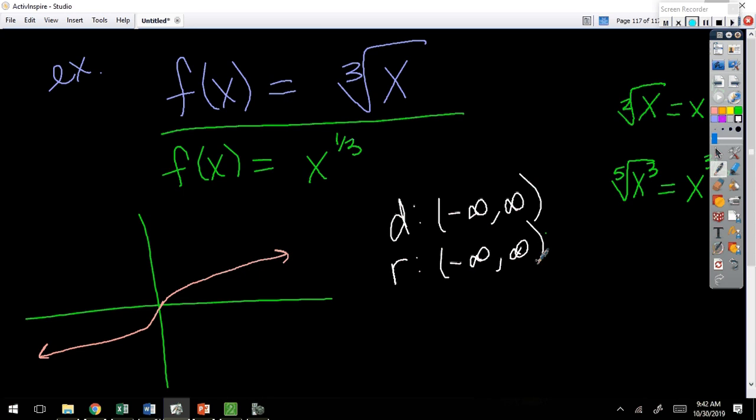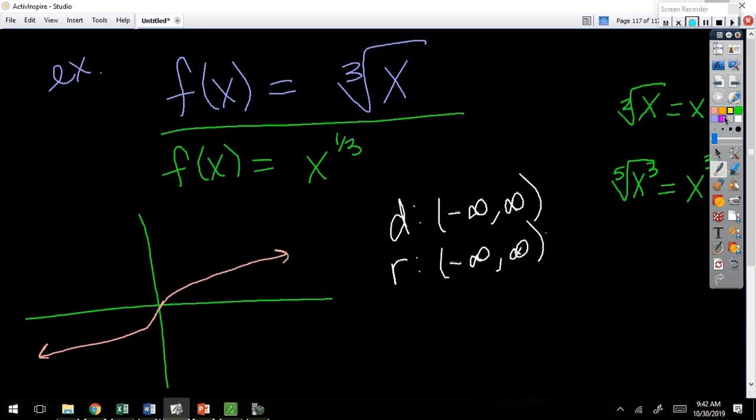Does it have any maxes or mins? None. Because remember, if it's always increasing or always decreasing, it won't have any maxes or mins, because those happen when it stops doing one and goes to the other. So it stops increasing and starts decreasing. That's the point where you have a max. Okay. All right. Last question on this one.